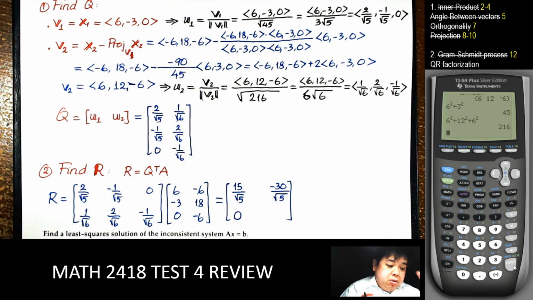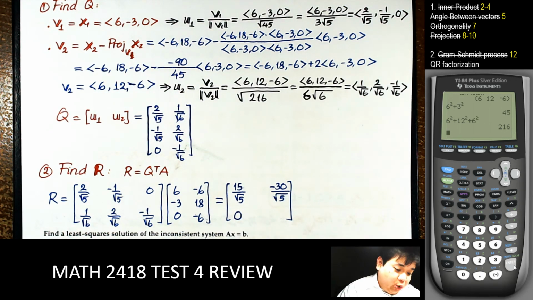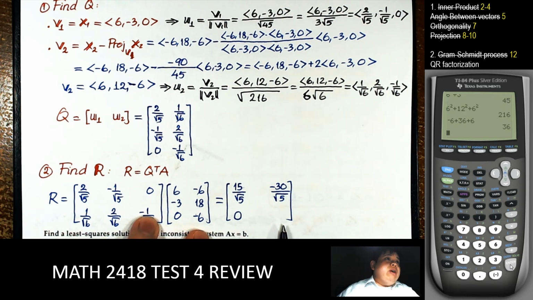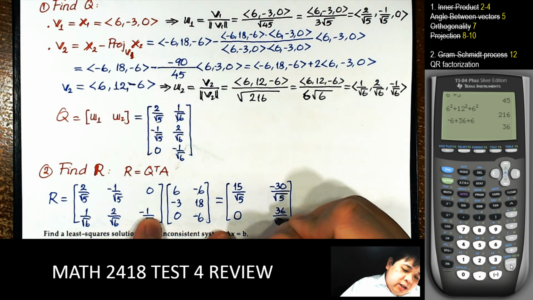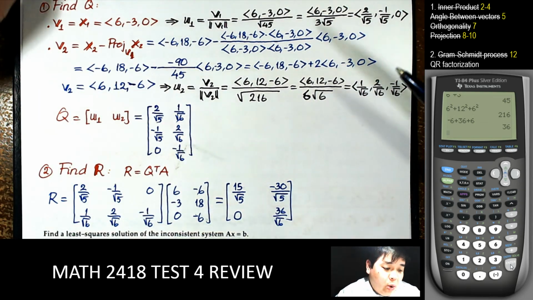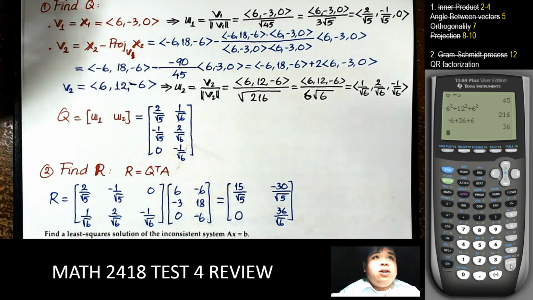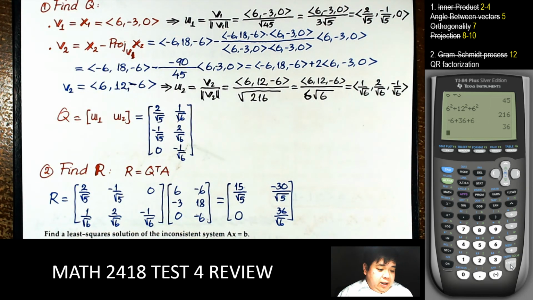So R should be an upper triangular matrix, so that is good there. Negative 6 plus negative 6 plus 18 times 2, 36 plus 6. So we have 36 over square root of 6. If not sure, we can always take Q times R and we should have back the matrix A. So that is the QR factorization.